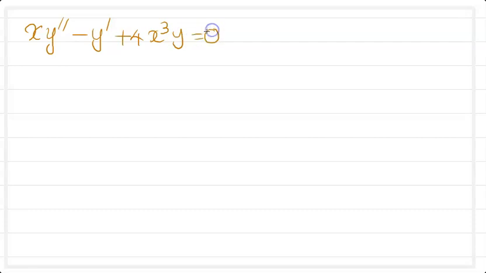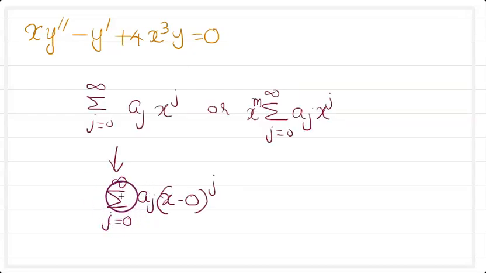Let us find the Frobenius series solutions of the equation x y'' minus y' plus 4x³ y equal to 0. Here we are interested in finding power series solutions about the origin. That is, we will be trying to find a solution of the form sigma aj x^j, or a solution of the form x^m into sigma aj x^j. That means we are interested in power series solutions which are expanded at the origin.